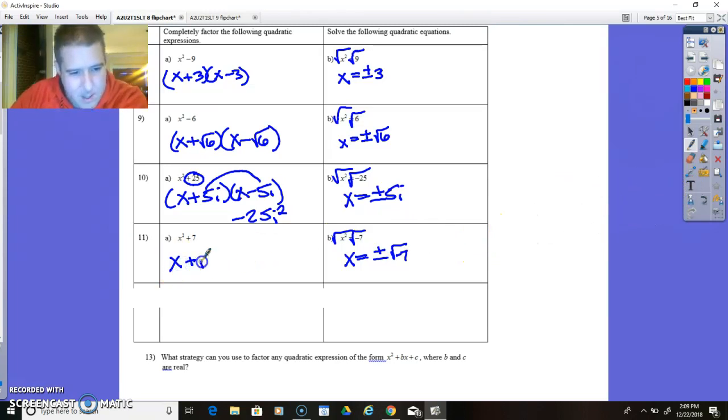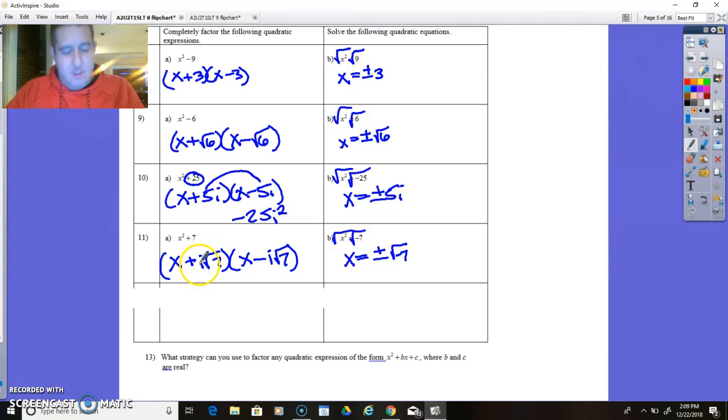So it's going to be x plus i times the square root of 7 times x minus i times the square root of 7. And once again, square root of 7 times square root of 7 is 7, and negative i times another i is negative i squared, so that changes it to the opposite. So that's the reason why it's plus.